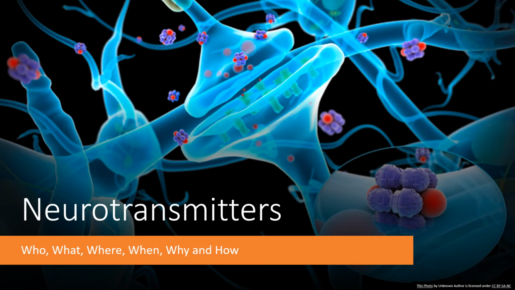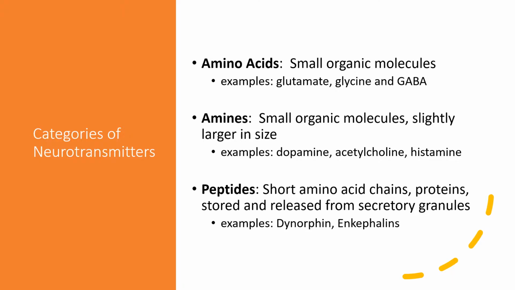So this presentation is going to be more about the who, what, when, where, why, and how of neurotransmitters. We talked about synapses before. Now we're going to talk about the neurotransmitters and what some of their roles are in that. A couple quick things: we have some different categories of neurotransmitters.